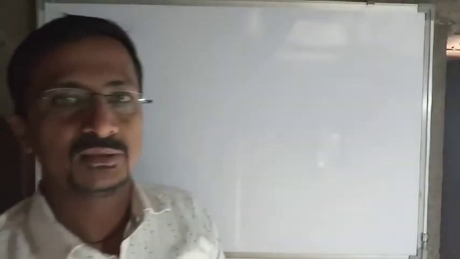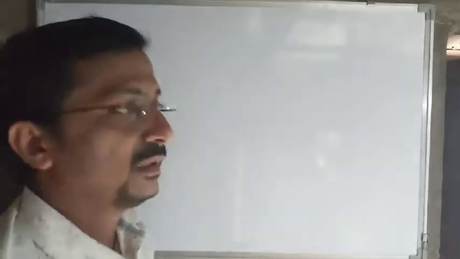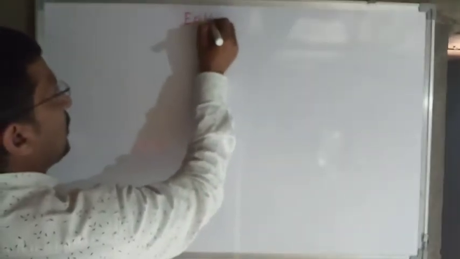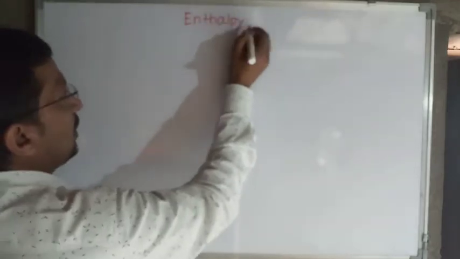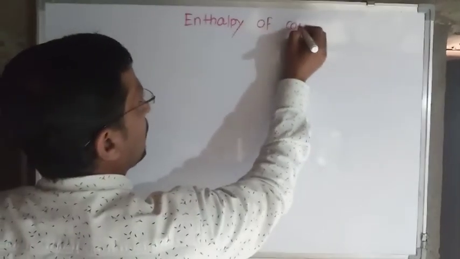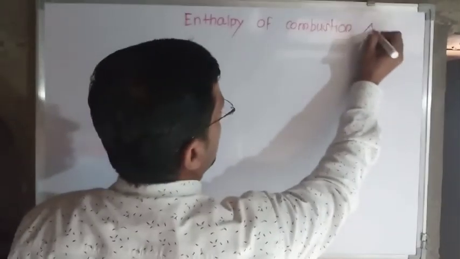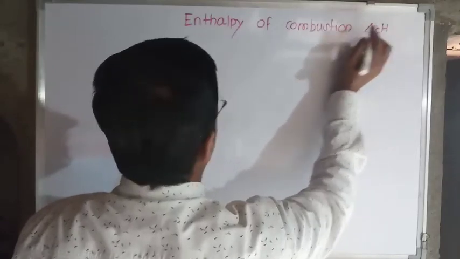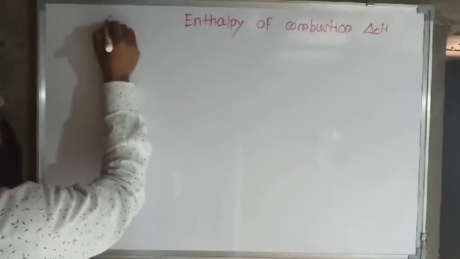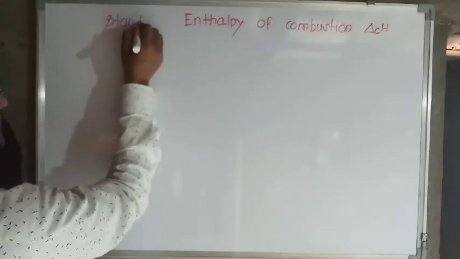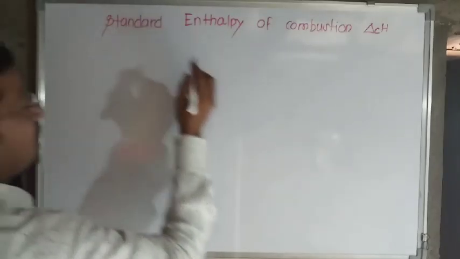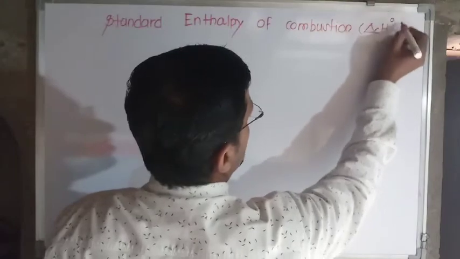Good morning, friends. This is my next lecture on the topic chemical thermodynamics, and today we are going to discuss the new point from the topic, that is the enthalpy of combustion. Enthalpy of combustion is represented by delta C H. It is standard enthalpy of combustion, delta C H naught.